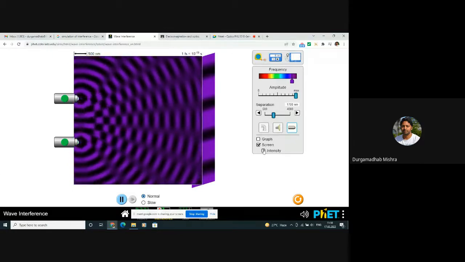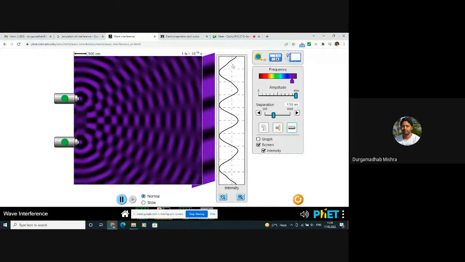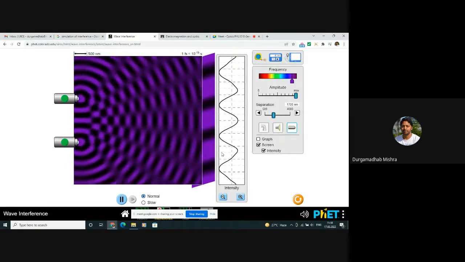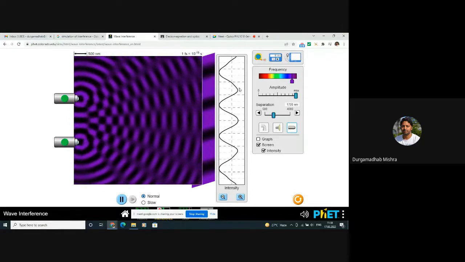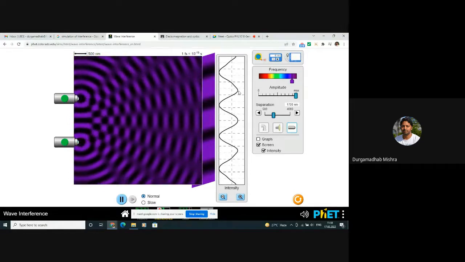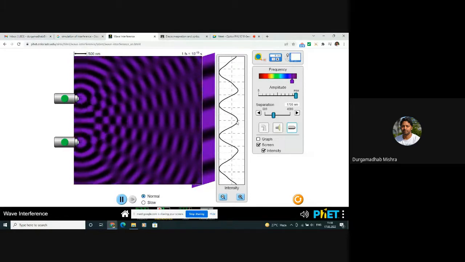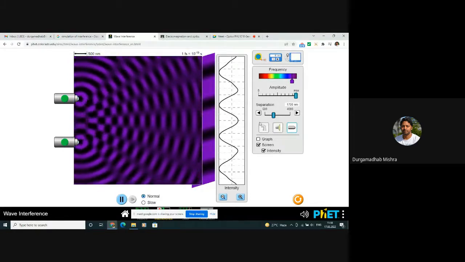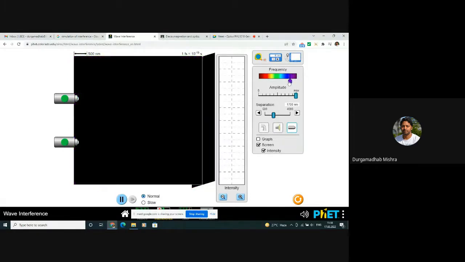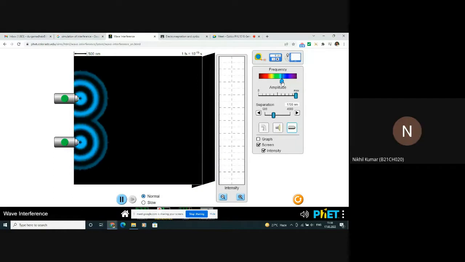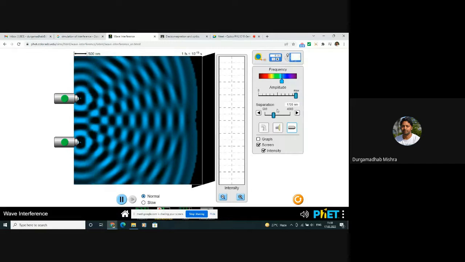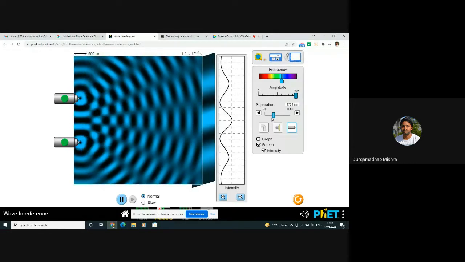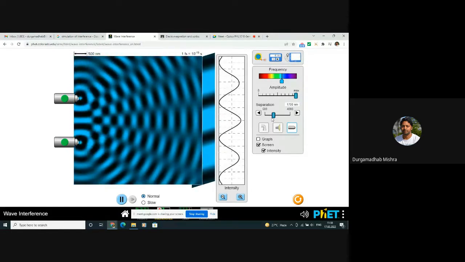You can also see the intensity. This is a cross section that we have taken here, just a line cut. You see the bright has a higher intensity, and the dark has low intensity. You can then change the frequency and see what happens with these patterns. Yes, you can change the distance of the separation between the slits. So you can do it for interference.